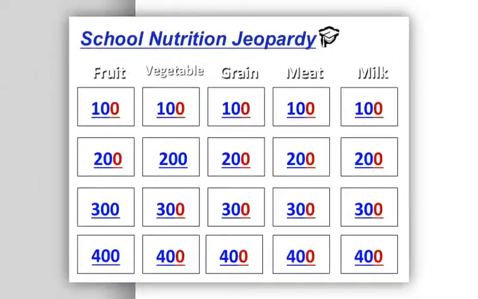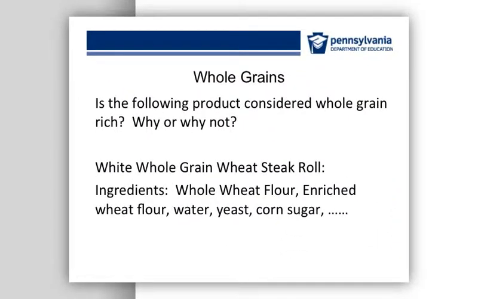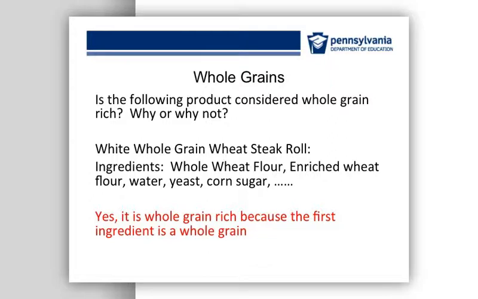We're going to conclude with some summary questions for you to review. This slide lists ingredients for a white whole grain steak roll. Take a few minutes to review the ingredients and think about whether or not this is a whole grain rich item. If you answered yes, that this is a whole grain rich item, you are correct. It is a whole grain rich item because the first ingredient is a whole grain.